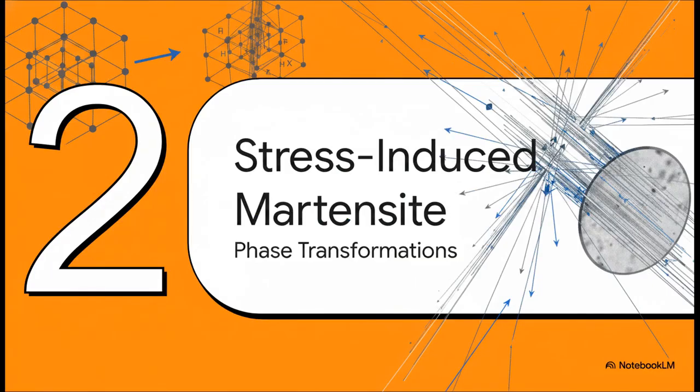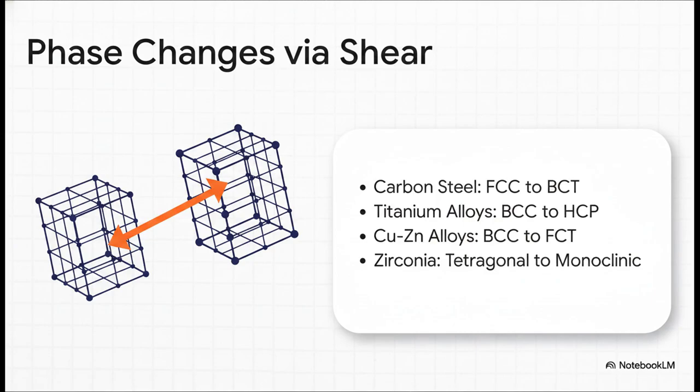Moving on to part 2, stress-induced martensite transformations. So instead of a standard dislocation just sliding through the lattice, the parent material handles the stress by generating a specifically sheared region. It's not just movement, it's a total structural identity change. The lattice distorts abruptly into an entirely different phase. We actually observe this structural shift across a variety of lattices. For example, in carbon steel, we see a shift from face-centered cubic right over to body-centered tetragonal. In titanium alloys, it moves from BCC to HCP. We even see it happen in ceramics like zirconia, snapping from a tetragonal to a monoclinic phase.